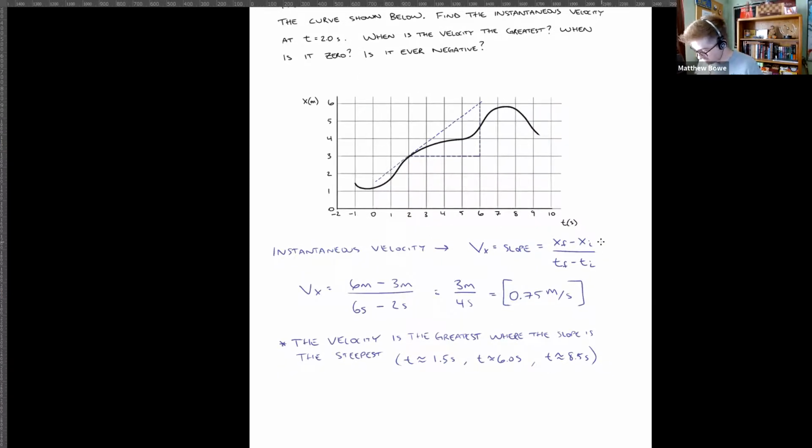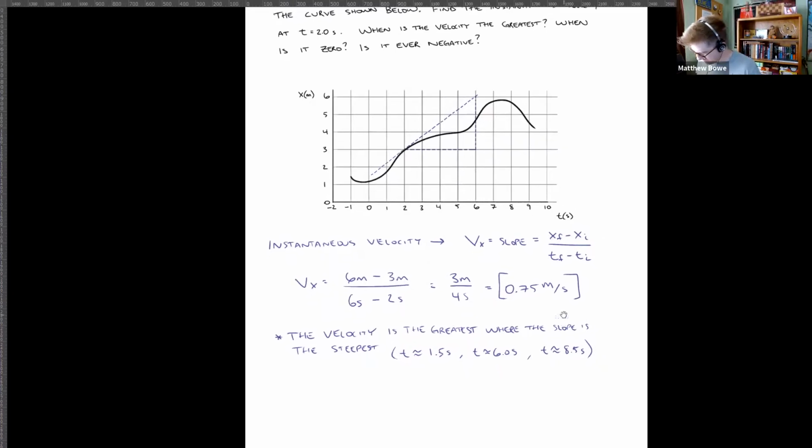When is the velocity the greatest? When is the velocity 0? So zero velocity means a 0 slope. That is just a flat horizontal line. So where on this graph is there a slope of 0? Okay. In this case, there are 2 instances. So there's one right here, and there's one right here.